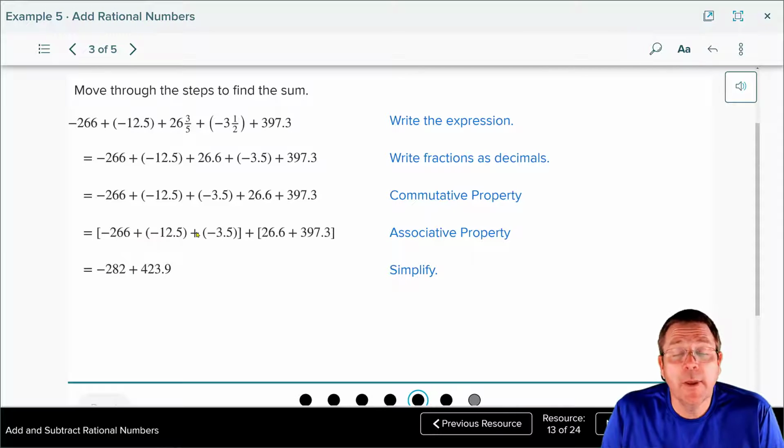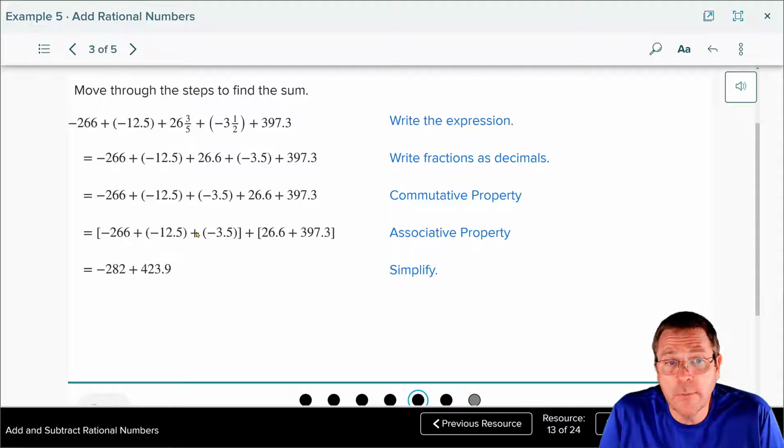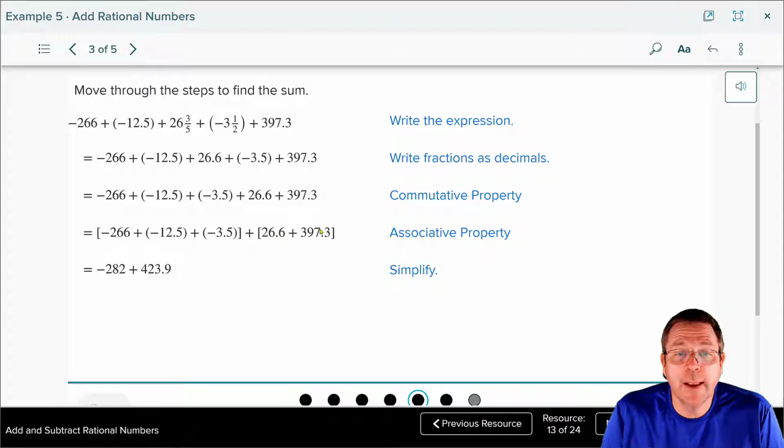Signs were the same, found the sum, and then these two numbers they added together as well, getting 423.9. Now they're at the point, signs are different, find the difference, and the difference of these two is going to be, let me see if I can do that one in my head. No, I hate it when they start putting decimals together.